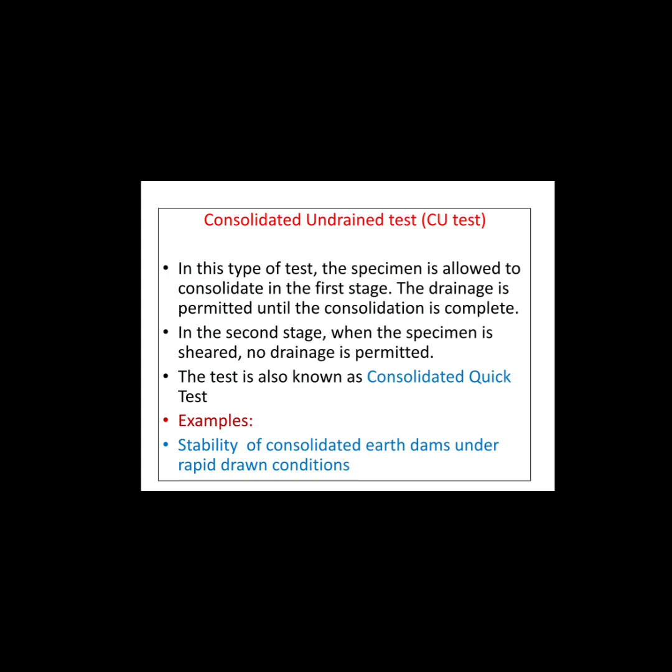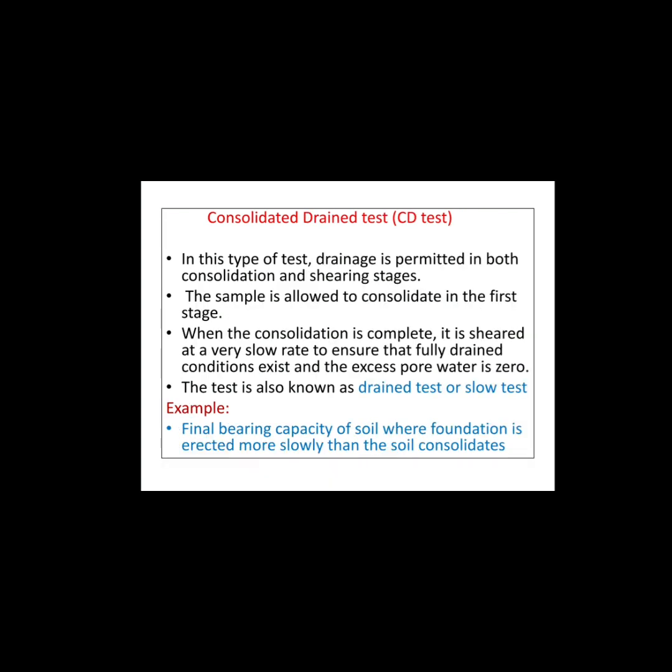In the second stage, when the soil specimen is sheared, it is done so quickly that the pore pressures developed do not have a chance to dissipate, that is, no drainage is permitted during the shearing stage. The test is also called the consolidated quick test, and a field example is the stability of consolidated earth dams under rapid drawdown condition.